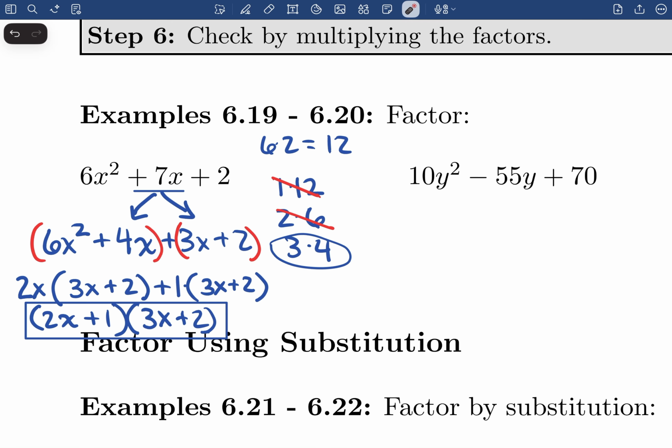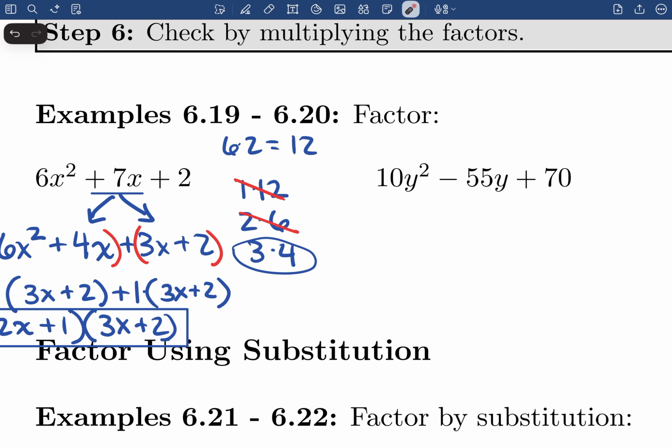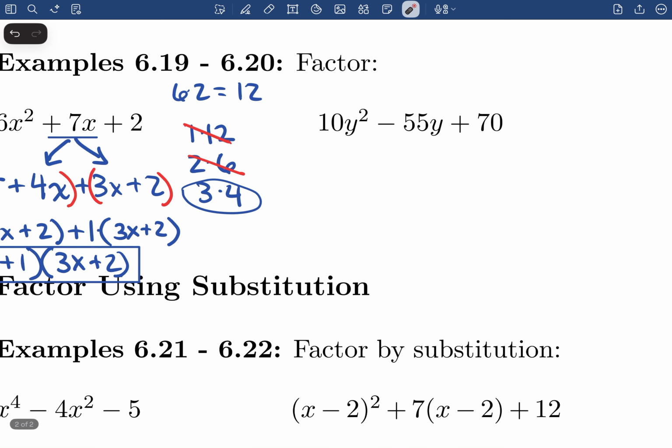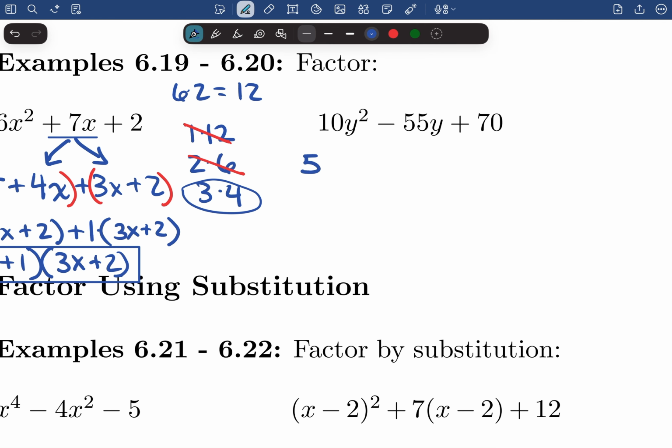Let's try this process again. So I have another example to help us practice this skill. When I see this trinomial, 10y squared minus 55y plus 70, I notice the variables are in descending powers of 2, 1, and 0. Okay, we're good to go there. Now, is there a GCF? Well, 10, 55, and 70 are all multiples of 5. So yes, I could factor out a 5. 5 is the GCF, and I'm left with 2y squared minus 11y plus 14.